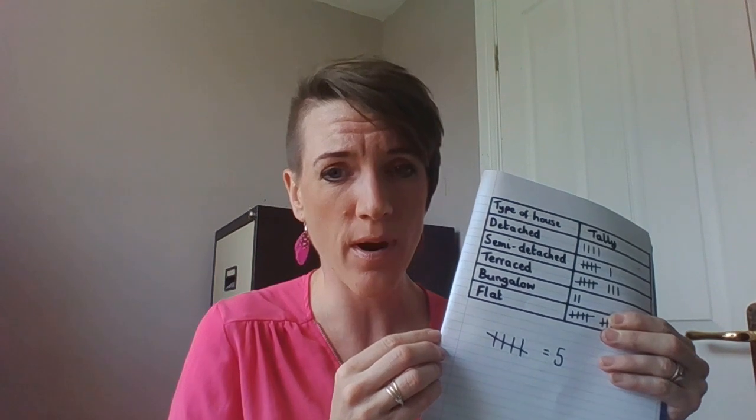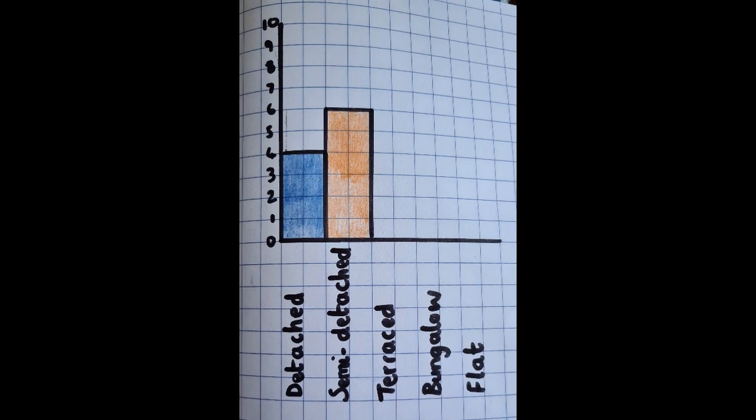Now that I've done that, I'm going to check back on my tally chart again, and I can see that I saw 6 semi-detached houses. So now I'm going to draw a bar on my bar chart up to the number 6 and colour that in for the semi-detached houses. I'm going to carry on now and do the same for the other 3 types of houses that I saw until my bar chart is completed. As you can see, I've chosen a different colour for each bar on my bar chart.